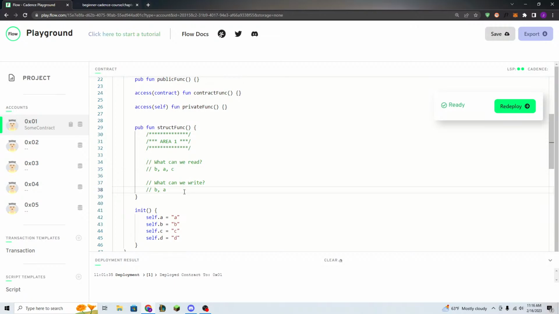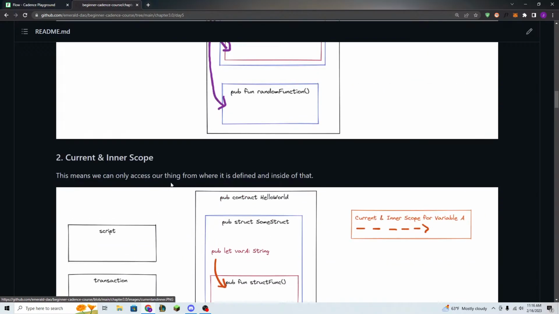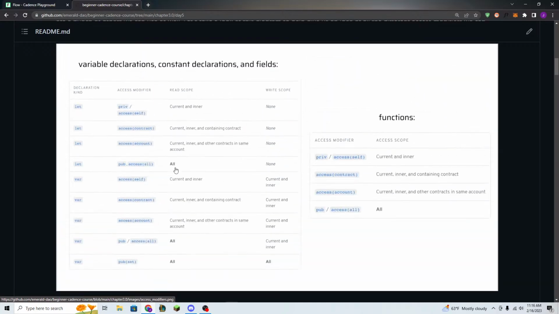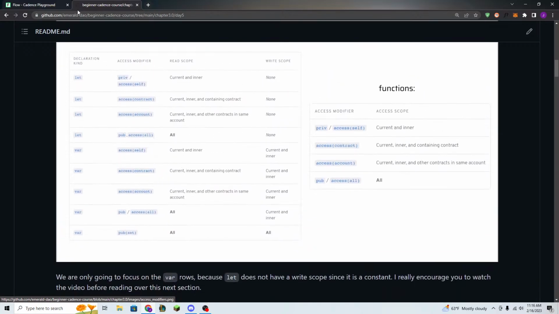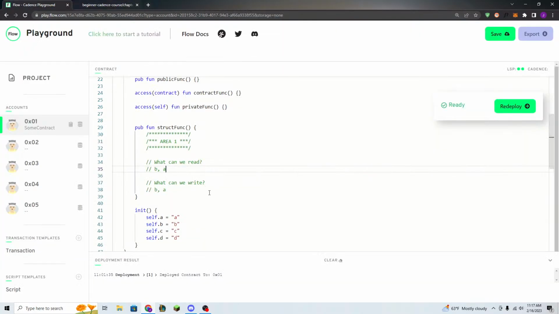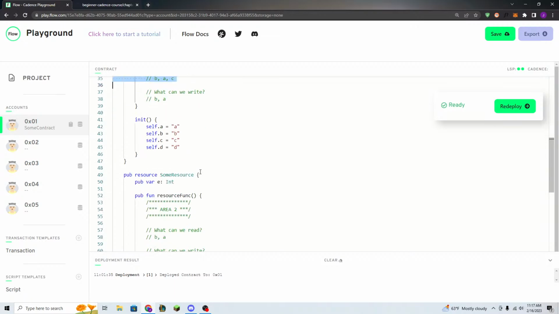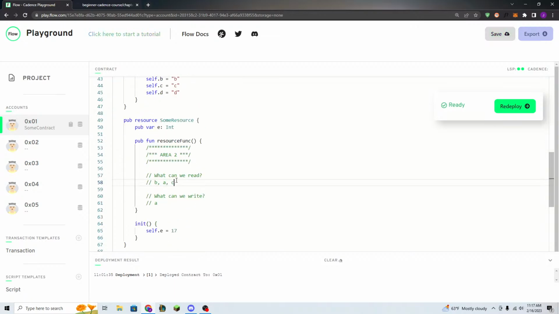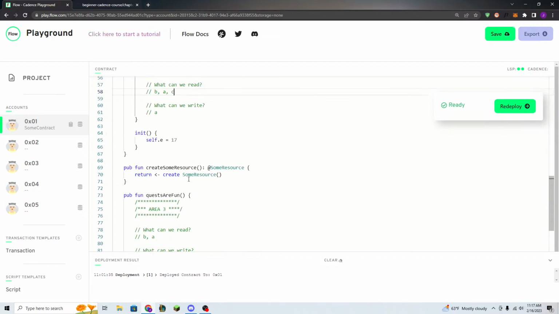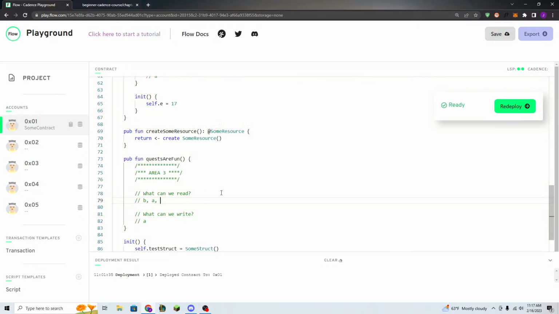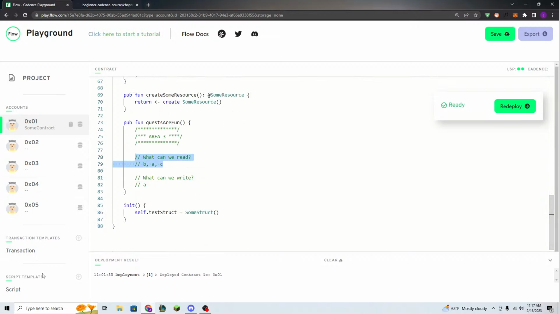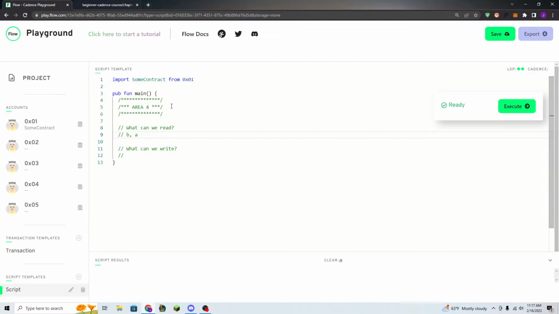Yes, we can. Oh, actually, sorry, I didn't mean write. I think access contract. Right. So access contract has current, inner and containing contract for its read scope. So let's just talk about reading for now. Yes, we can definitely read it here. We can also definitely read it here because again, we're in the contract. So everywhere in the contract is yes. We can also read it here and we can't read it in the script because it's outside the contract, right?